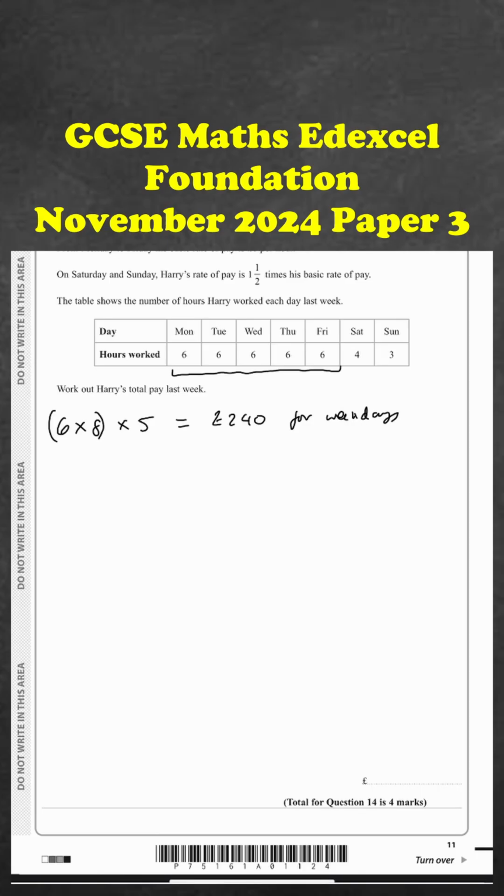Then for the weekends, this is going to be 1.5 times his rate of pay. 1.5 times 8 is 12. So all we need to do here is 4 times 12 plus 3 times 12, which is 48 plus 36, £84. The total of the two is £324, and that is how much money he's earned in the week.